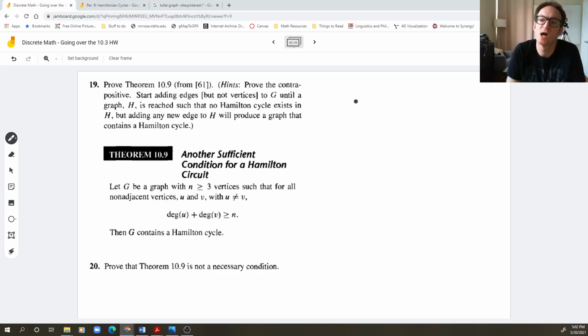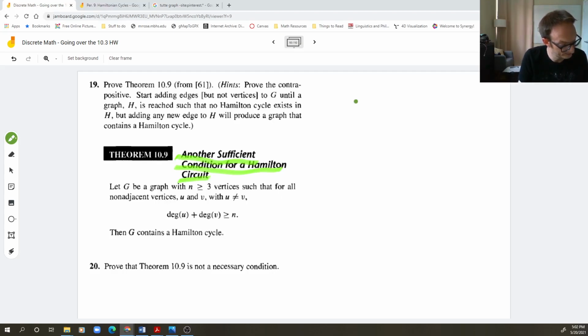Theorem 10.9, called another sufficient condition for a Hamiltonian cycle. Okay, so this is yet another theorem which is a sufficient condition for the existence of a Hamiltonian. Have I been saying cycle? Is that a typo? I feel like that's actually just a typo, right? They don't mean Hamiltonian circuit.